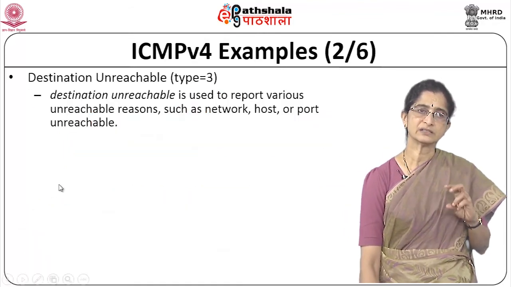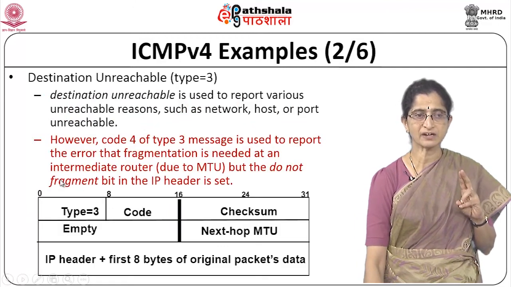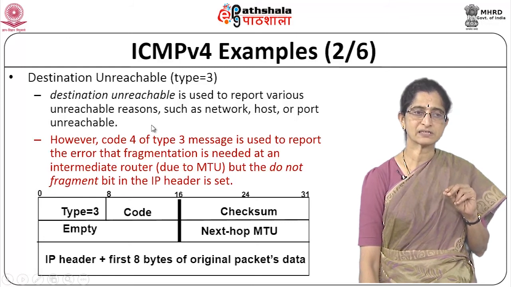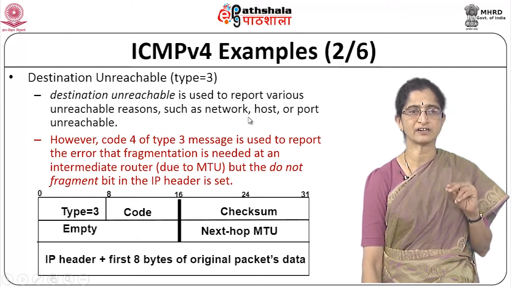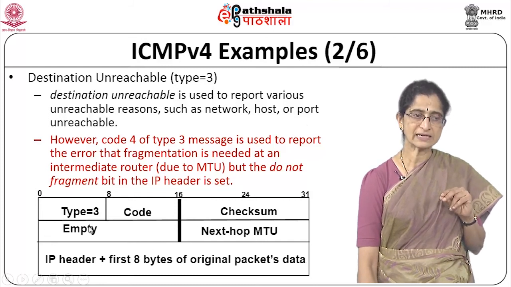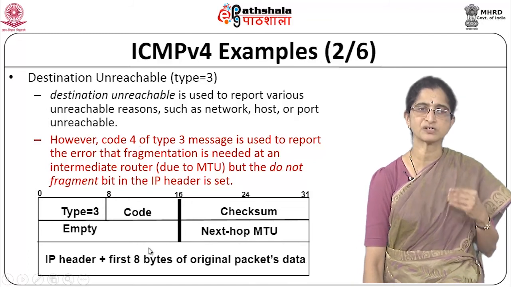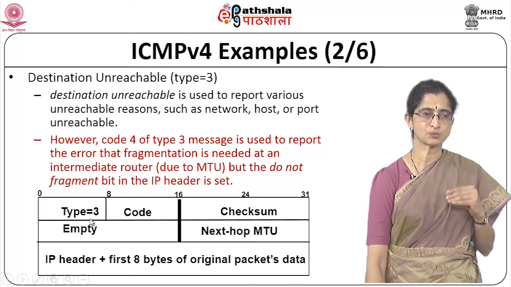Then we looked at the destination unreachable messages, right? As we saw, it could be network unreachable or host unreachable or port unreachable and so on, isn't it? In that case, if a particular packet is not able to reach the destination, what's the information that needs to be specified here? This is what is specified.